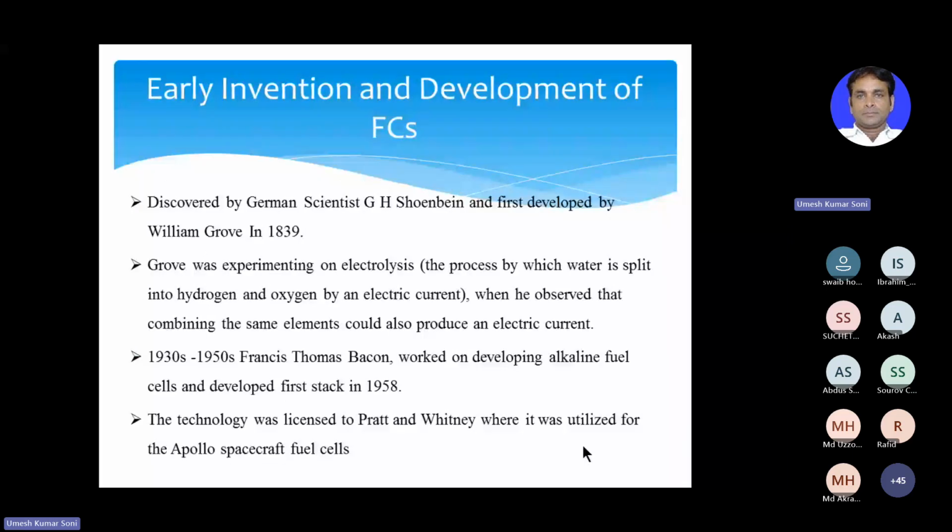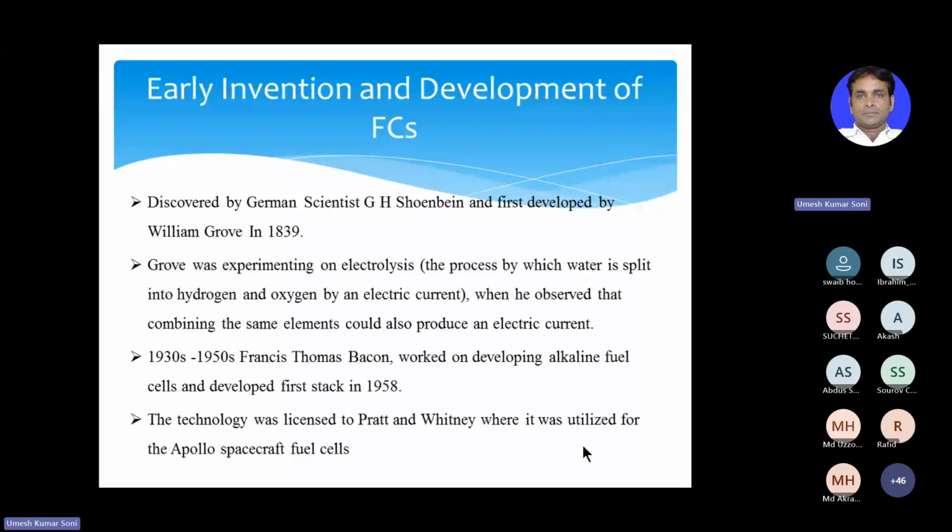As the first step, we require the oxygen and hydrogen. Mainly, the hydrogen is the main requirement because oxygen is already available in the air. So we have discussed the generation of hydrogen. Now we will discuss how the fuel cells have been developed.